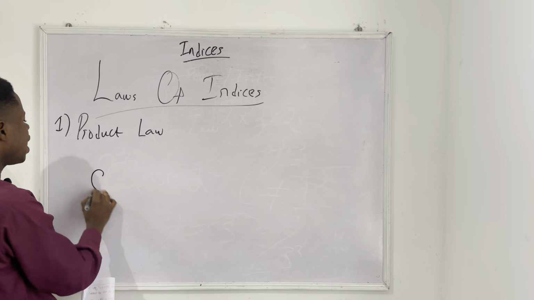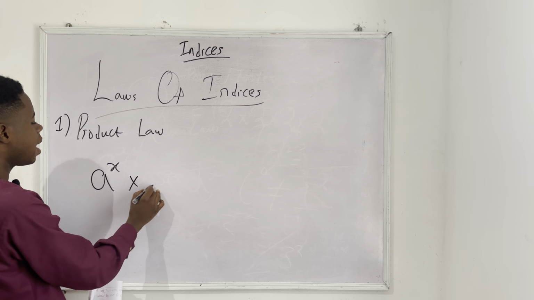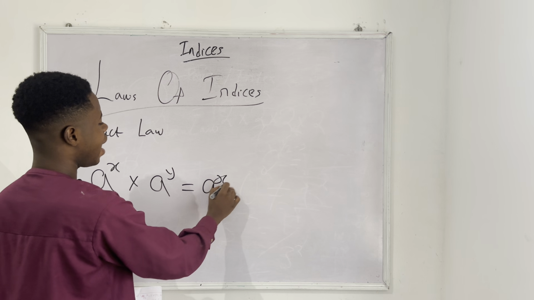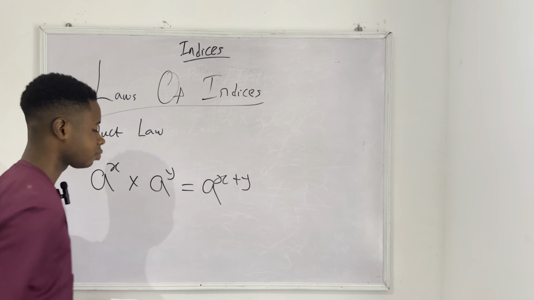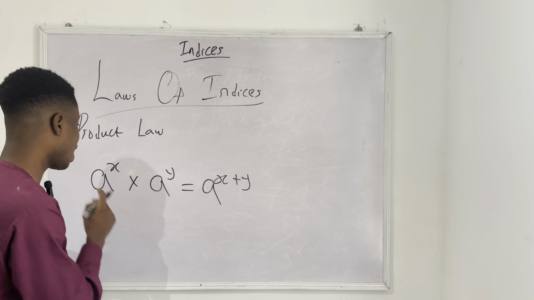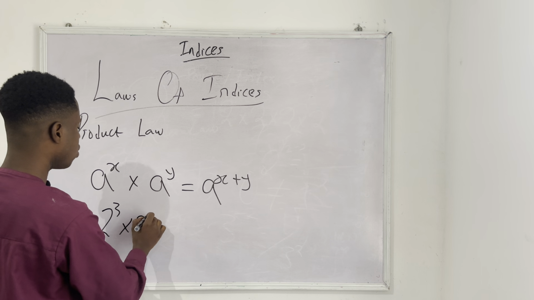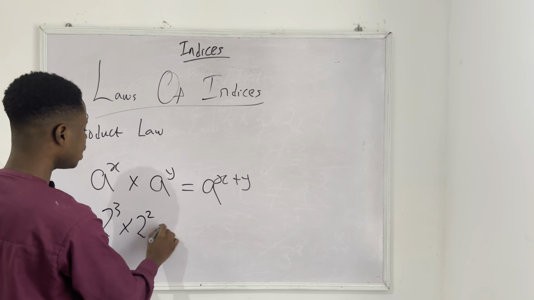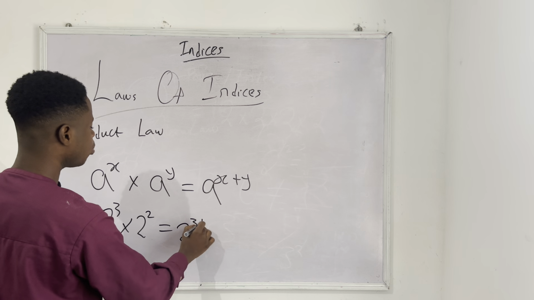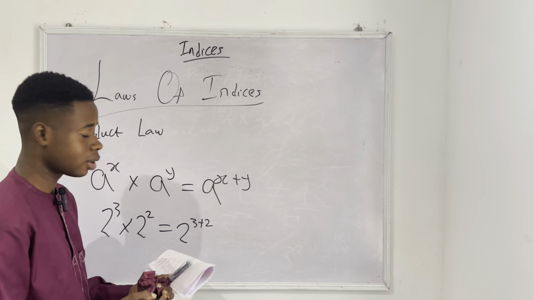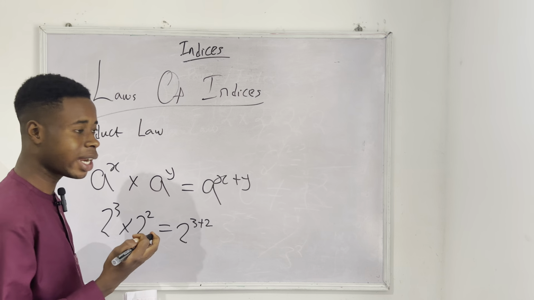Now, if I have a raised to the power of x multiplied by a raised to the power of y, then this is equal to a raised to the power of x plus y. Now, if I have 2 raised to the power of 3 multiplied by 2 raised to the power of 2, then this will be equal to 2 raised to the power of 3 plus 2. You pick one base and you add the powers together.